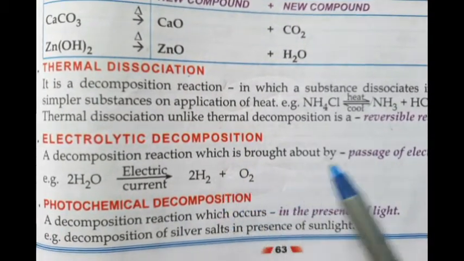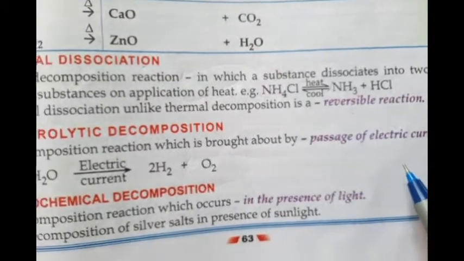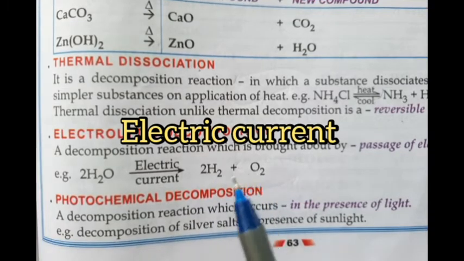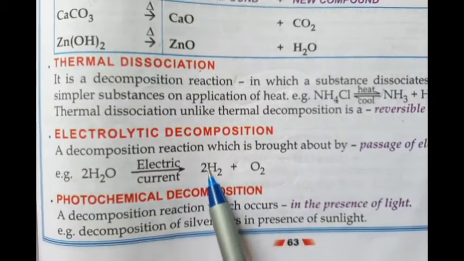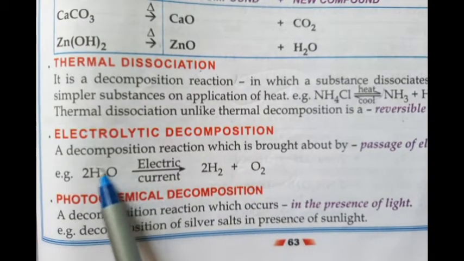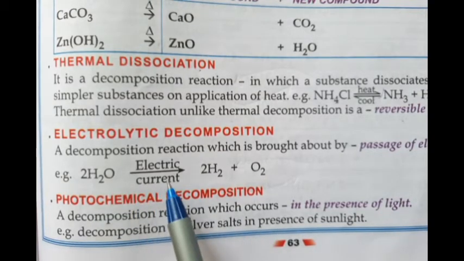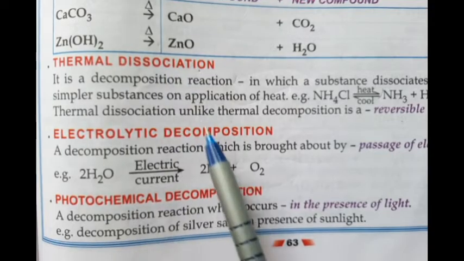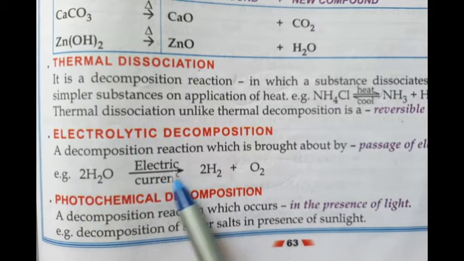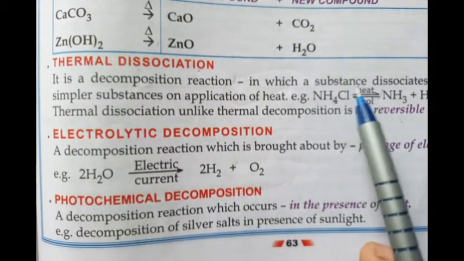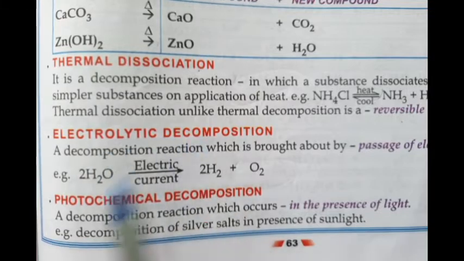Some decomposition occurs by passing electric current. You can see here, water on passing electric current will decompose into hydrogen and oxygen. This is AB giving you A plus B. Again it is decomposition, but this is not on heating, it is on passing electric current. So it is called electrolytic decomposition. But why not electrolytic dissociation? Because there is no reversible sign here. If this sign was here, then it would have been dissociation.